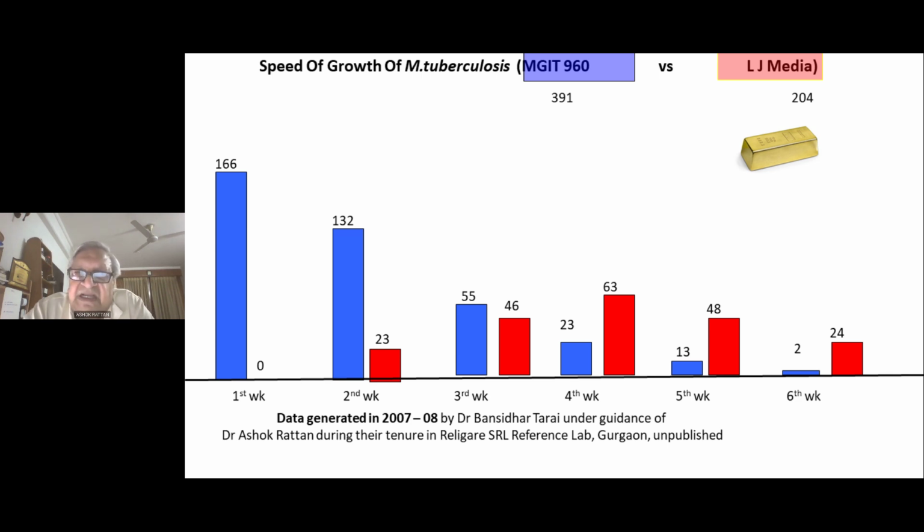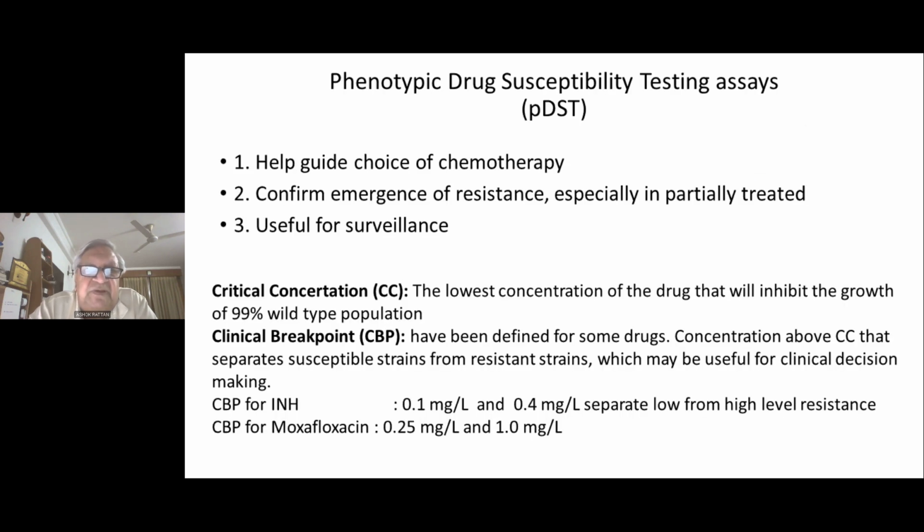Therefore, culture, which is supposed to be the gold standard, LJ was the gold standard. I think I would submit that MGIT is the gold standard for diagnosis of tuberculosis. Once you have isolated the bacteria, then you can do phenotypic drug susceptibility testing. This will help guide choice of chemotherapy. It will confirm emergence of resistance, especially in partially treated persons, and it will be useful for surveillance.